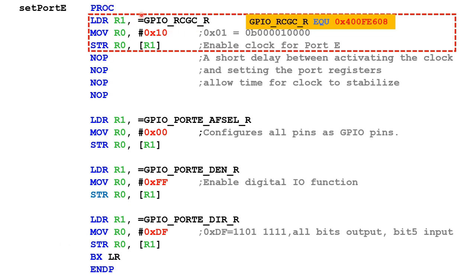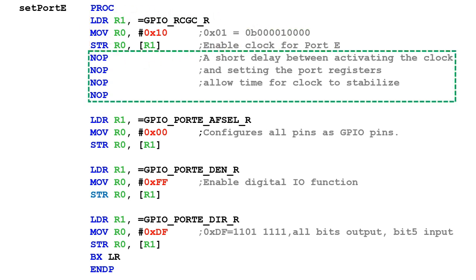So the first three instructions here basically are to enable the clock for port E. All right, so that's the purpose of these three instructions. Next come four NOP instructions. NOP stands for no operation. The purpose of these NOP instructions is to allow time for the clock to stabilize. So basically, this is a very short delay.